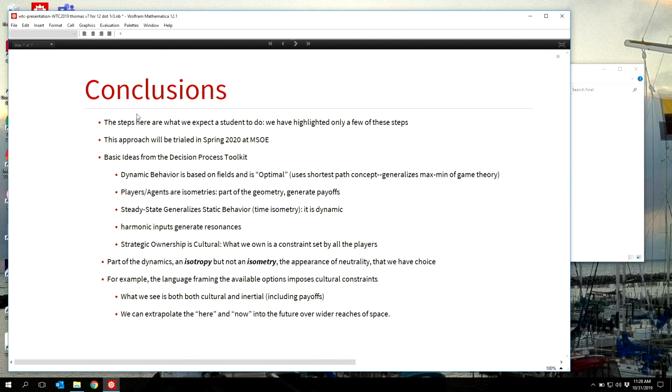So in the end, the students will have learned how to do a theory that has both geometric attributes, cultural attributes, or constraint attributes, and we'll have a way of applying those attributes to problems of interest to them. So I think I should probably stop there and see if there are any questions.